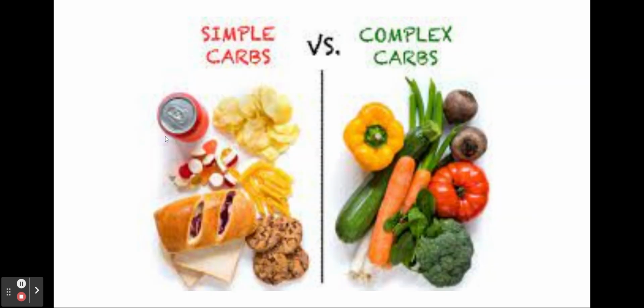Now, there are two types of carbohydrates. We call them simple carbohydrates and complex carbohydrates. The difference between them is that complex carbohydrates are found in natural foods, like fruits and vegetables and legumes. Simple carbohydrates are found in sugars and processed foods, and they don't have as much nutritional value. So it's much better to eat complex carbohydrates than it is to eat simple carbohydrates.